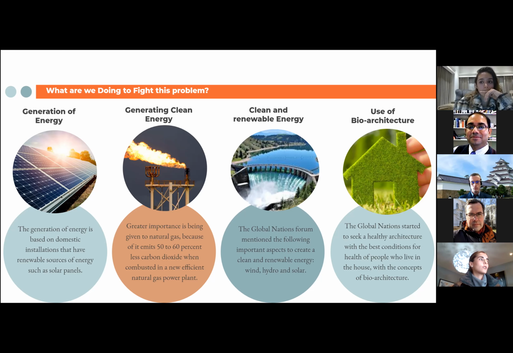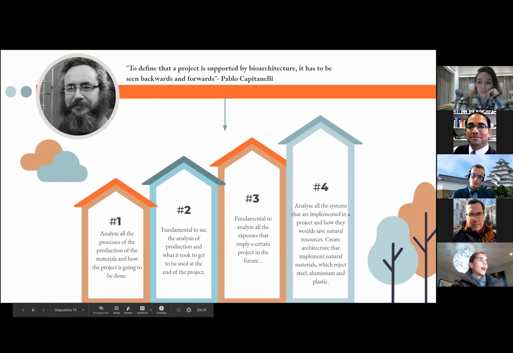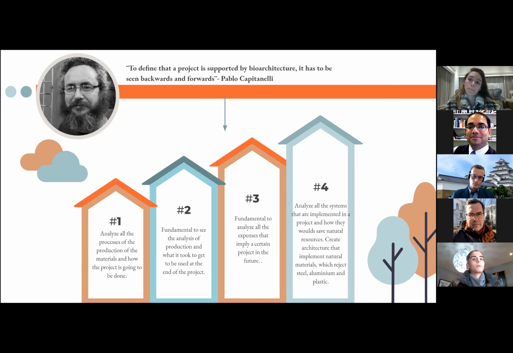These actions are the ones that lead to what we have been calling branches of sustainability implemented in architecture. One of them, as already mentioned, is bioarchitecture. We quoted the architect Pablo Capitanelli, who suggests that bioarchitecture is not only ecological and about what we know how to recycle, but is to seek a healthy architecture with the best conditions for the health of people who live in the house. In terms of construction, it also has a contribution to bioarchitecture, such as the carbon footprint that a building can have.